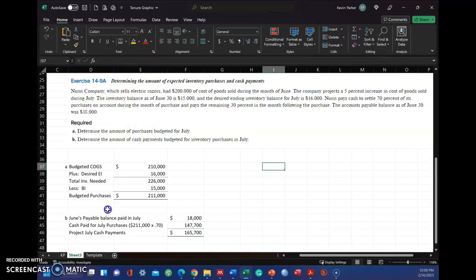Okay, so we couldn't calculate B until we had A. And the reason is we need to know how much we're going to buy, budgeted purchases, before we can calculate how much we're going to be paying out in cash, or budgeting to pay out in cash, during July.